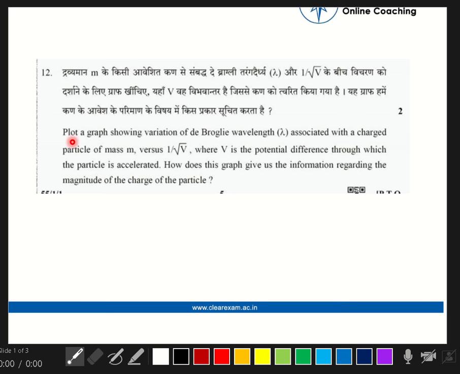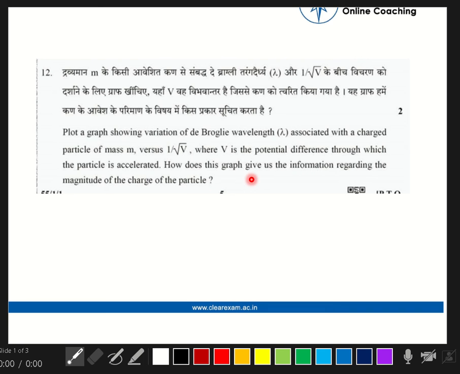Let's start with the 12th question. Plot a graph showing variation of de Broglie wavelength lambda associated with a charged particle of mass m versus 1 by root v, where v is the potential difference through which the particle is accelerated. How does this graph give us the information regarding the magnitude of the charge of the particle?